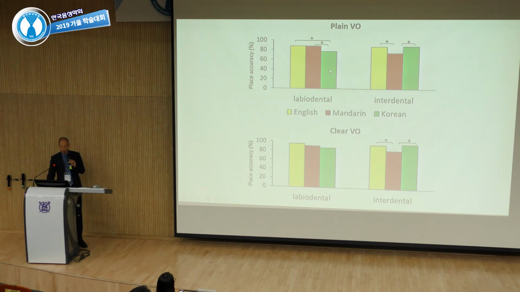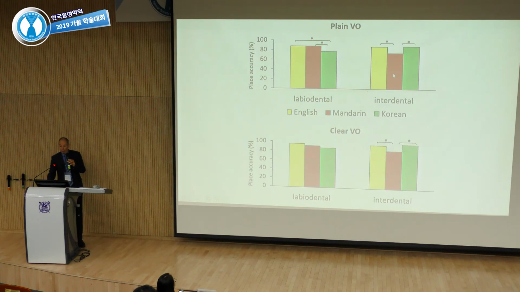And that makes sense because, as we saw, Korean doesn't have any labiodental fricatives. However, in the clear productions, they actually managed to exploit the clear speech enhancements that the stimuli contain, and they're now up at the same level as the English and the Mandarin perceivers. Now, when we look at the interdentals, what we find is that the English and the Korean listeners do very well, and the Mandarin perceivers actually do less well.